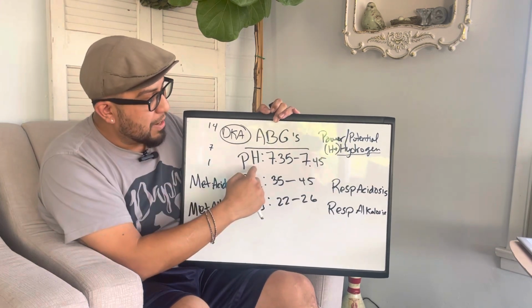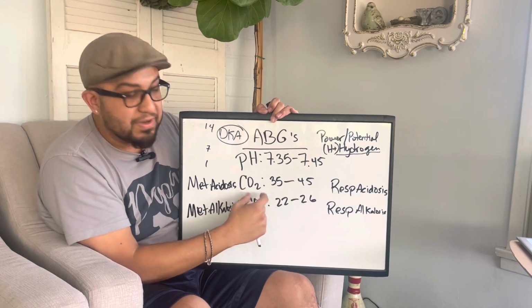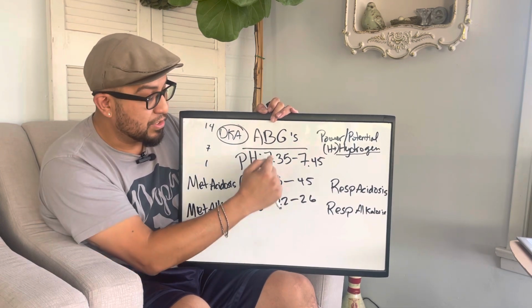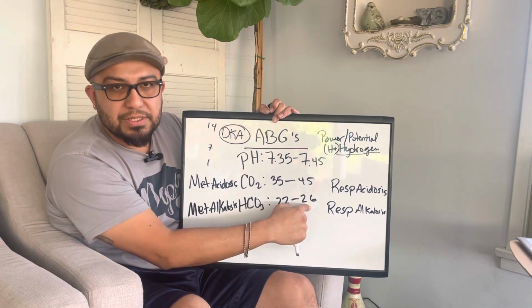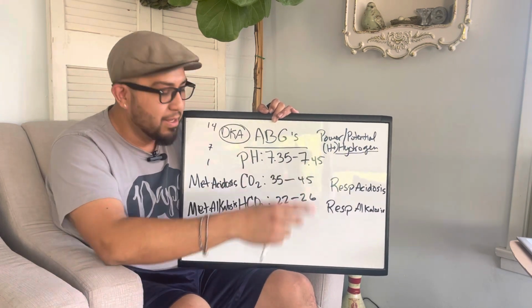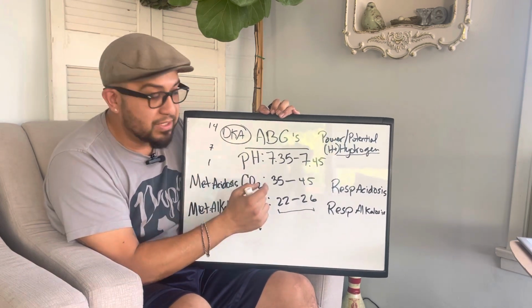All right, so again, pH will be 7.35 to 7.45. We bring down the 35 and the 45, and it gives us our CO2 therapeutic range, which is 35 to 45. And then our HCO3 should be 22 to 26. I know a lot of books say 22 to 28. This is the agreed upon value that we're always going to be working with, so please memorize them.